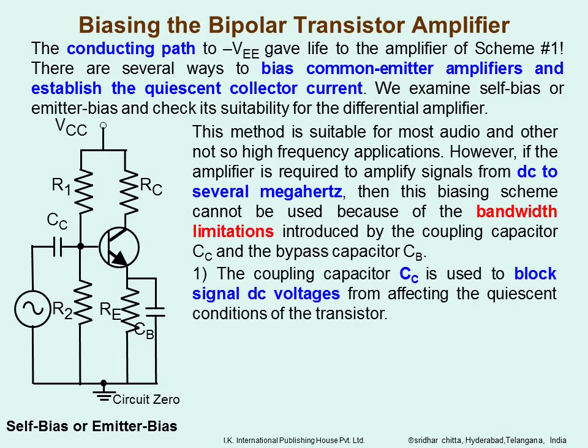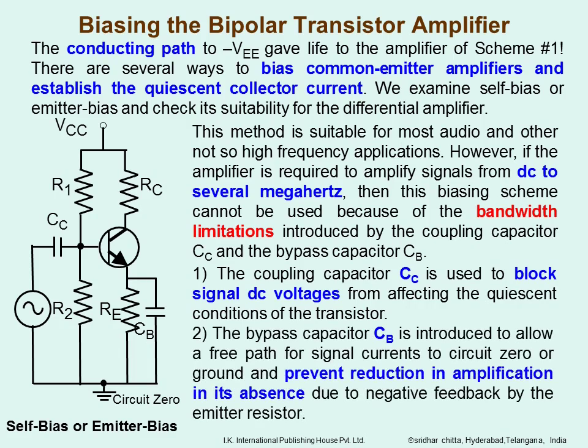The coupling capacitor CC is used to block signal DC voltages from affecting the quiescent conditions of the transistor. The bypass capacitor CB is introduced to allow a free path for signal currents to circuit 0 or ground and prevent reduction in amplification in its absence due to negative feedback by the emitter resistor.